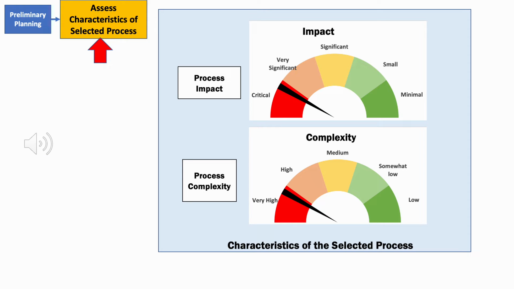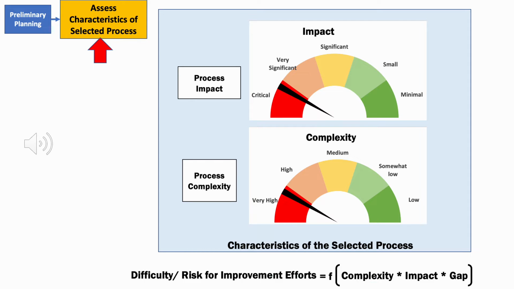The complexity of the process and the impact that it has on overall performance of utility inform us about the challenges and risks associated with improvement efforts, which also depend on the gap between the current maturity and the desired maturity of the selected process.